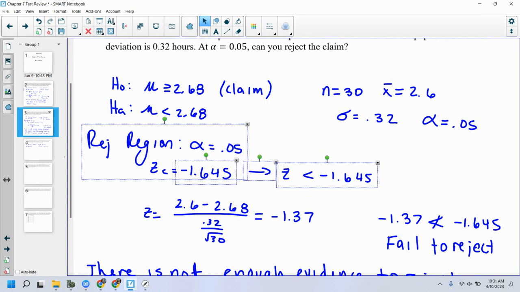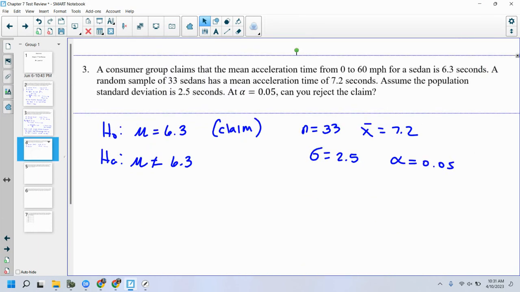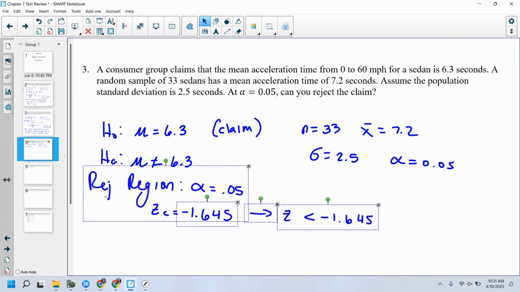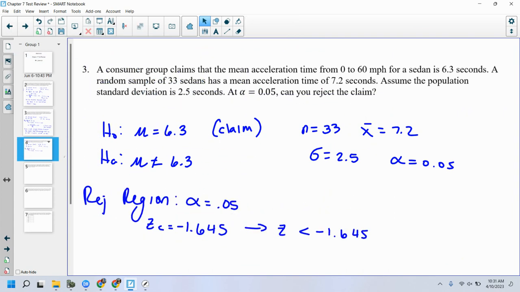Copy. Nice. Look at that. Smartboard magic.